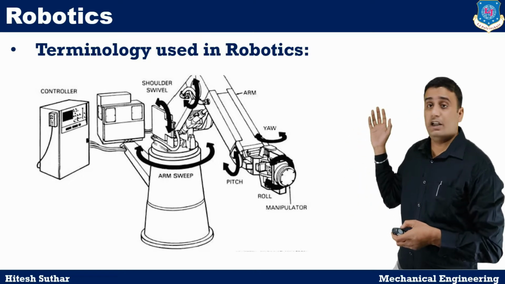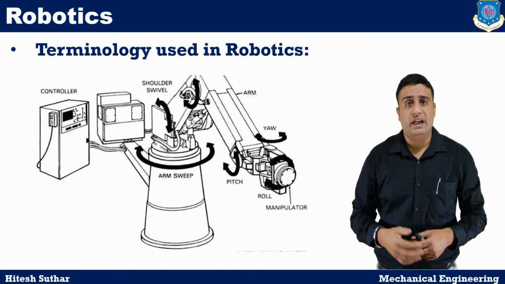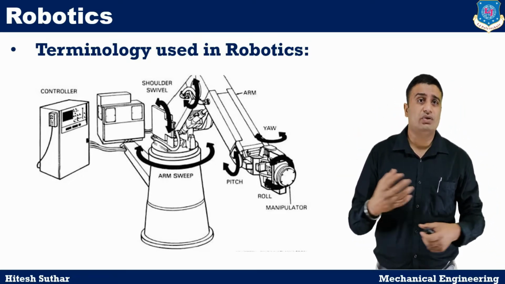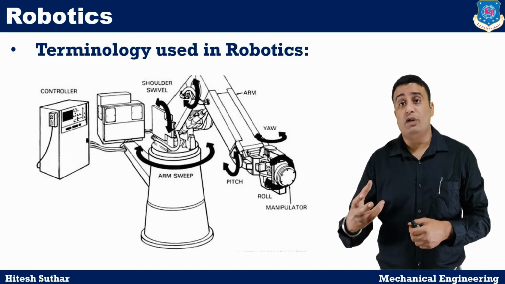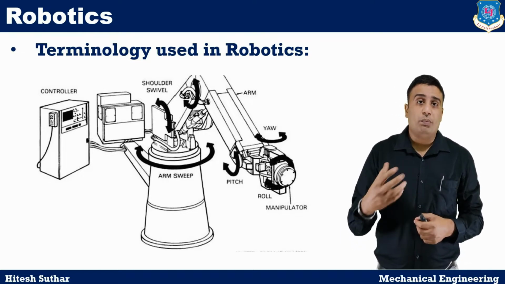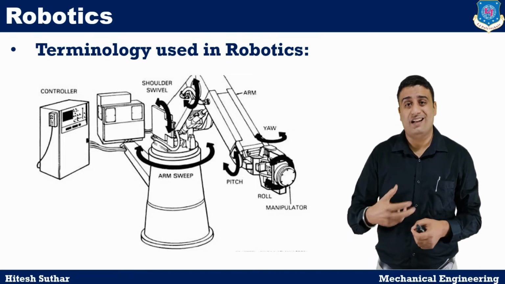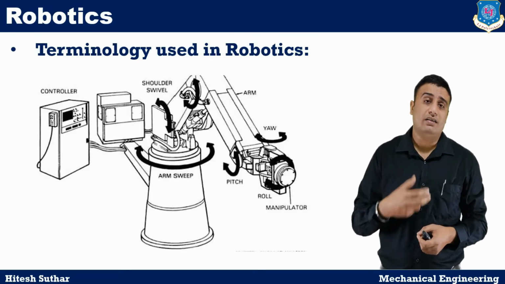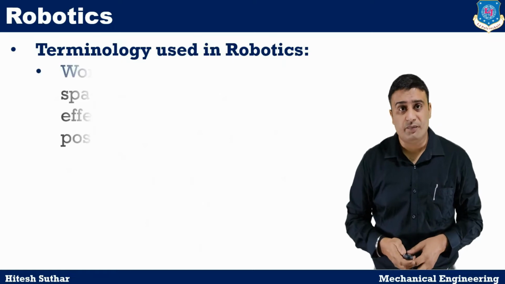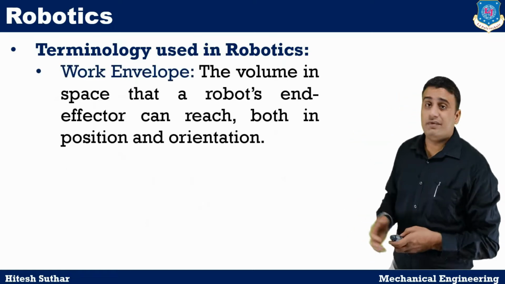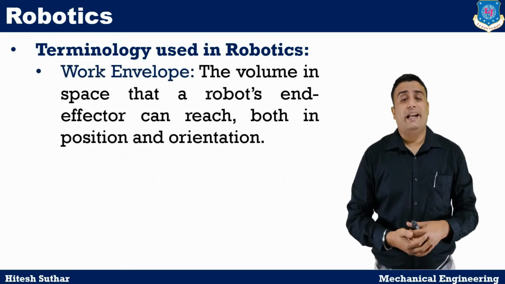As we see here, an image of an articulated robot in which the different terminology is indicated, like manipulator, yaw, pitch and roll, which are known as the degree of freedom. So let's start and discuss one by one in detail. To start with the first terminology, what is work envelope?